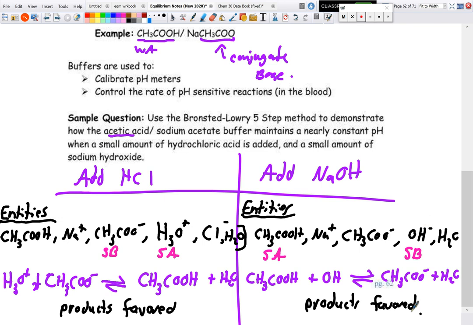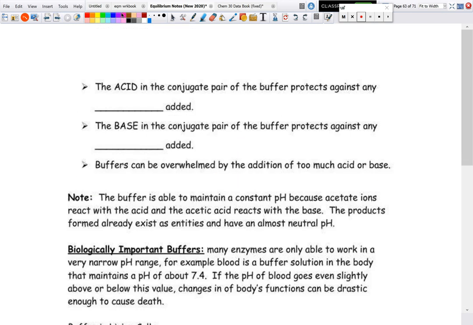So that is why these buffers will work, and they help protect against the addition of either an acid or a base. So just to summarize, the acid in the conjugate acid-base pair of the buffer protects against any base that's added, and the base of the conjugate acid-base pair protects against any acid added.